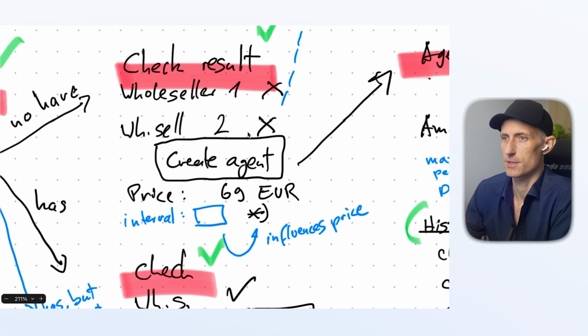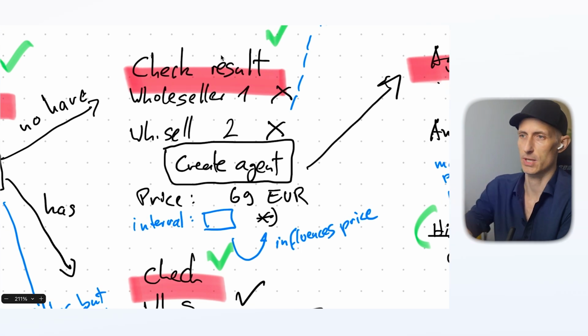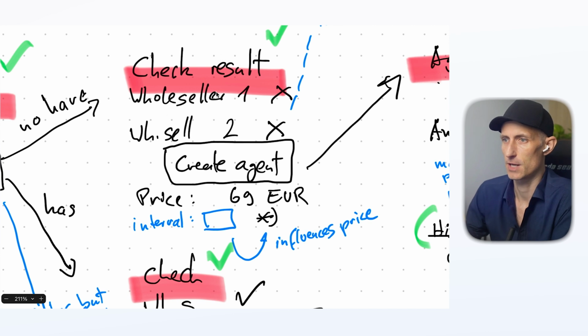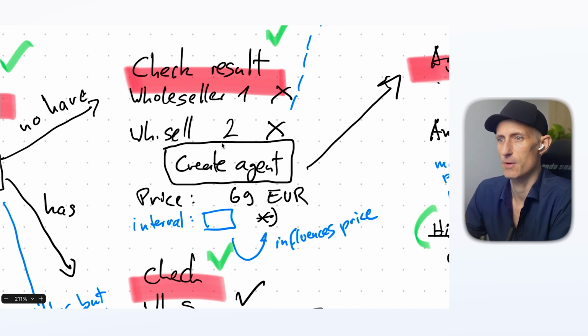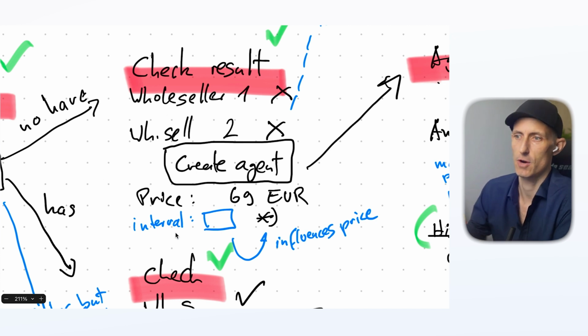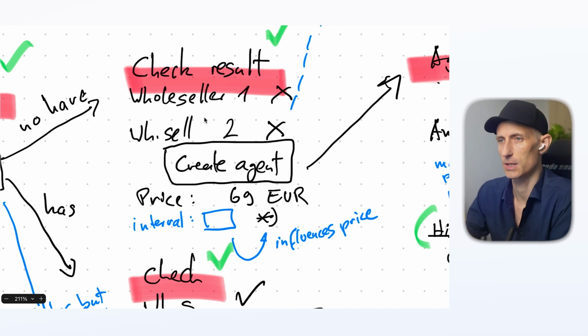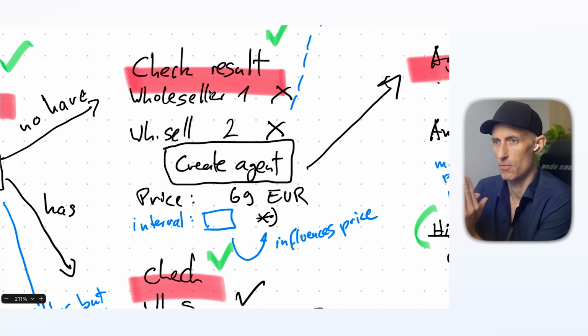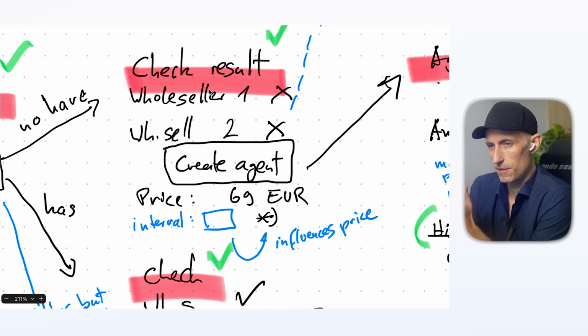So if we just look at this one thing. We want to check a result of an SKU. So we want to check a product for a couple of wholesalers. And from there, we see if it's available or not. And then we want to create an agent. And it gives me a certain price and it gives me an interval how often this should be checked. So just imagining this is one screen. And for me as a software developer, I know pretty much what needs to get done there.